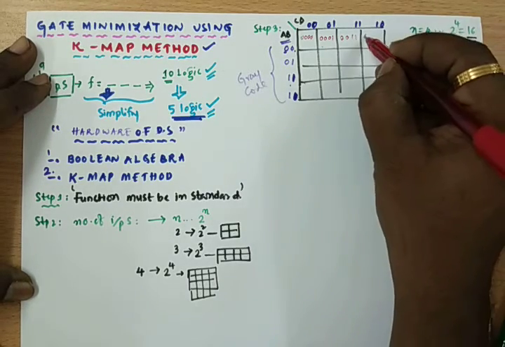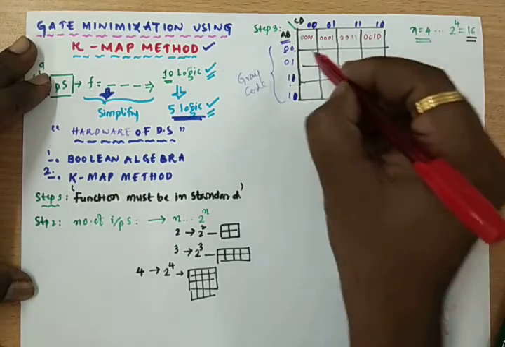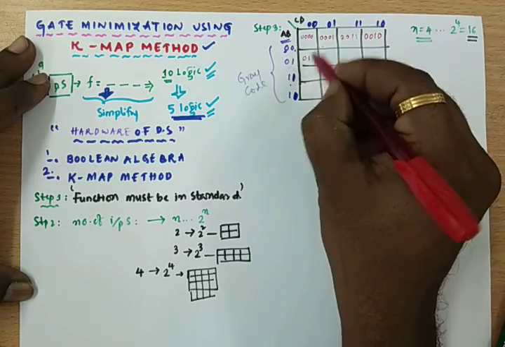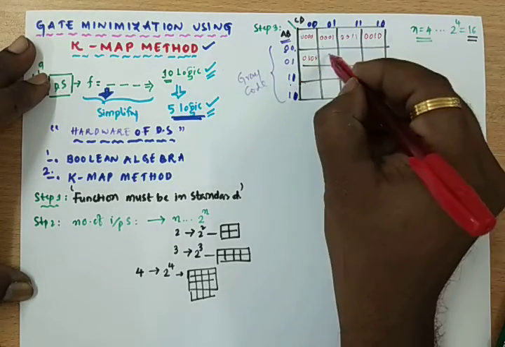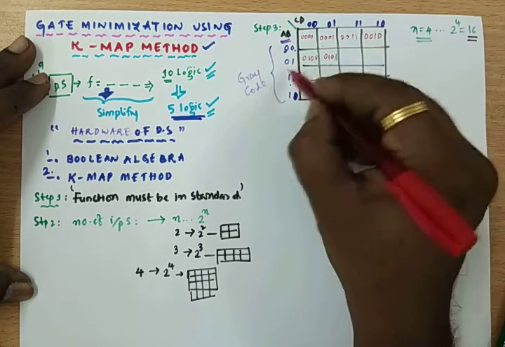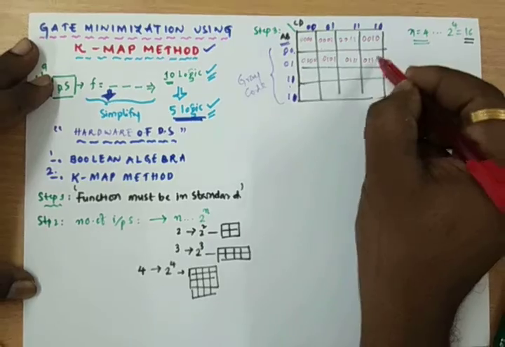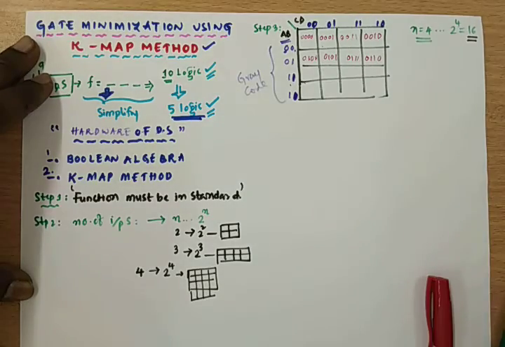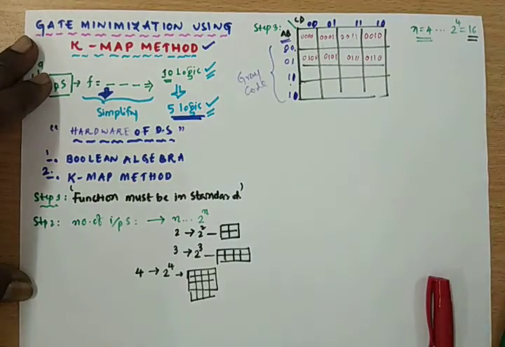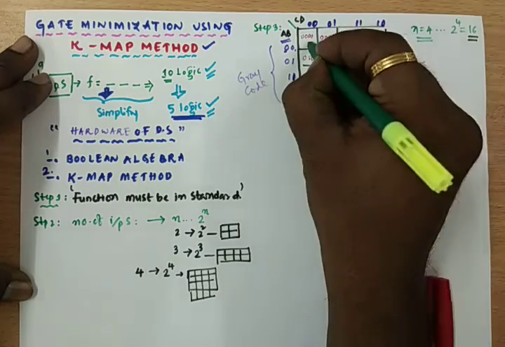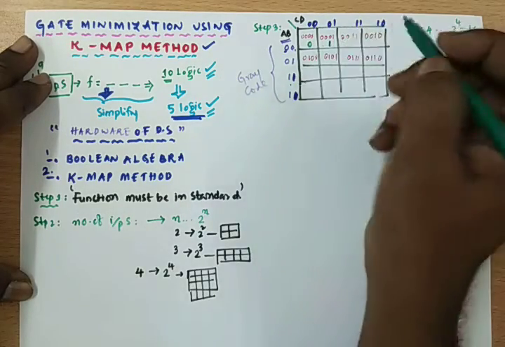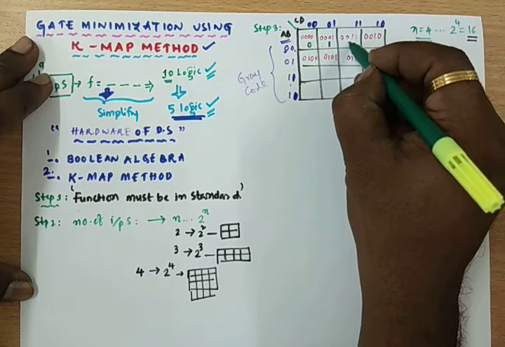The next one is what? 0010. Next one is what? 0100. Next one 0101. Next one is what? 0111. Next one 0110. Likewise we can finish off. And 0000, all zeros means what? All zeros means it is 0 only. 0001 means it is 1. And 0011 means it is 3.